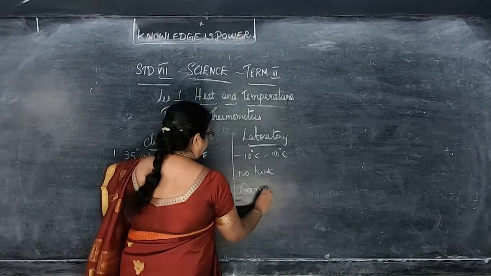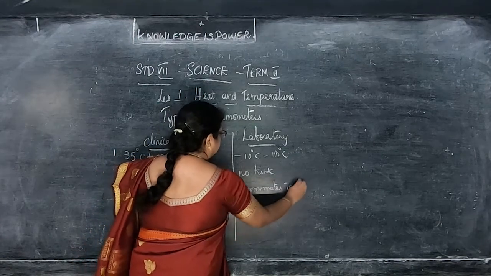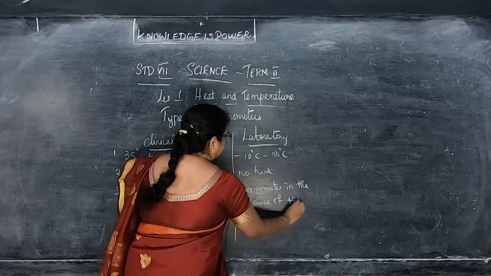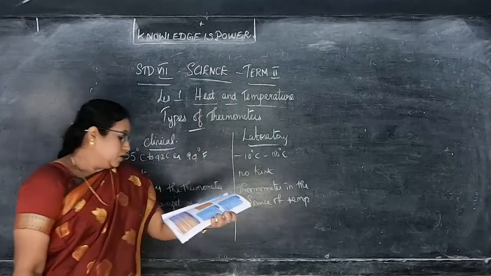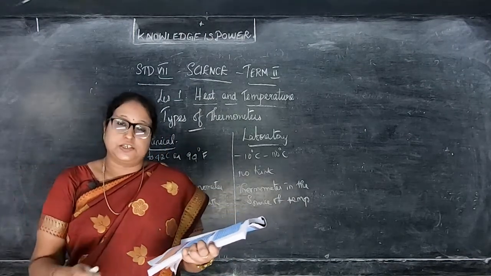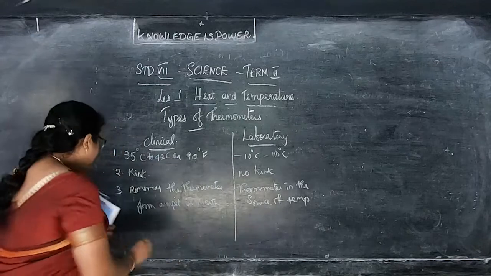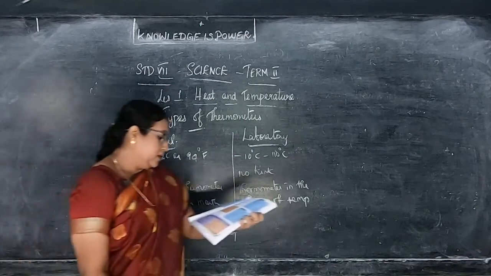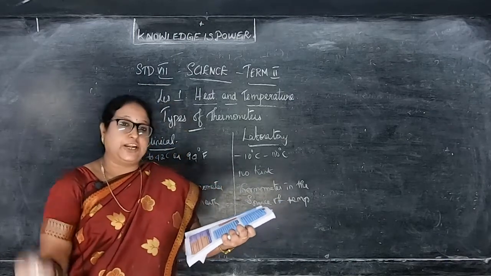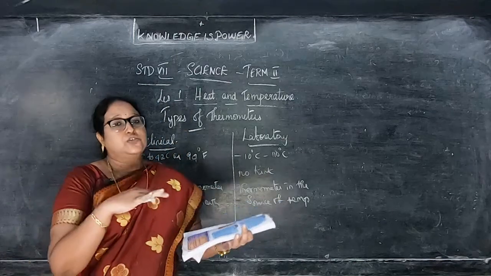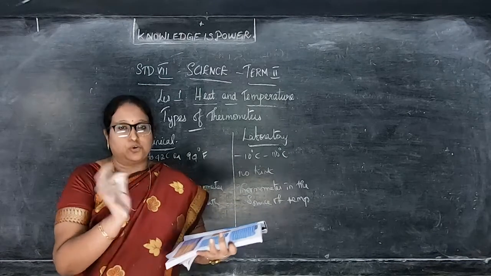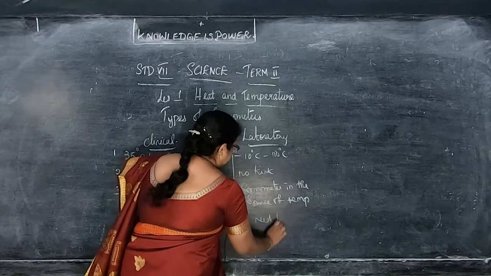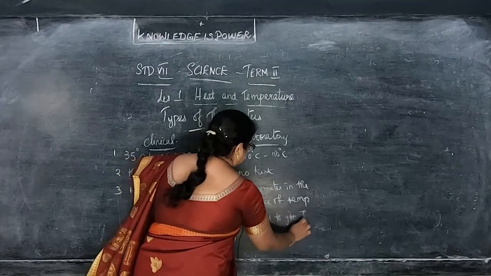Thermometer in the source of temperature. Okay children? The next, to lower the mercury level, jerks are given. Jerks means shaking, okay? Jerks are given in the clinical thermometer, while there is no need to give a jerk to lower the mercury level in the laboratory thermometer. It comes down on its own, so you don't need to give the jerk. No need to give jerk, okay?